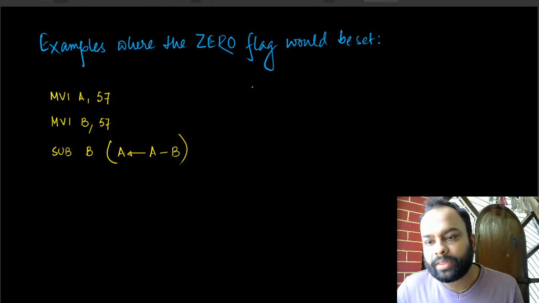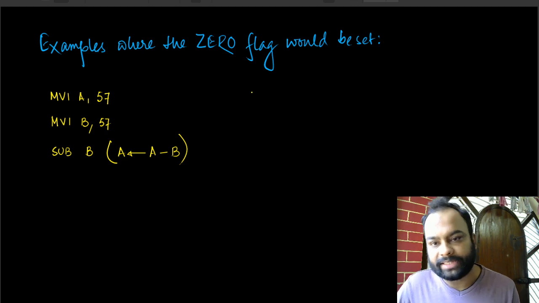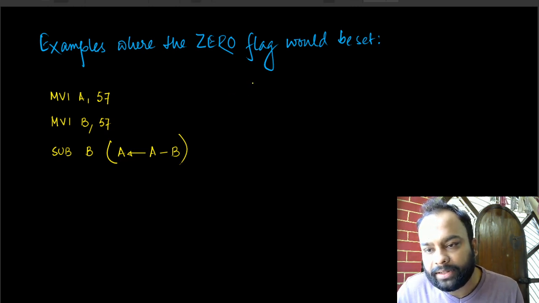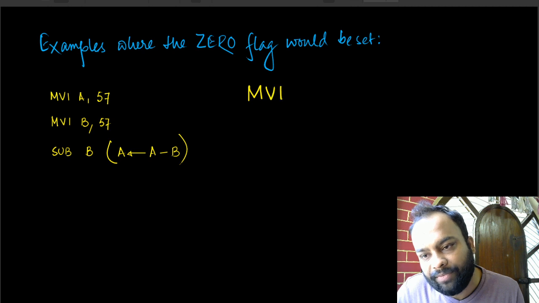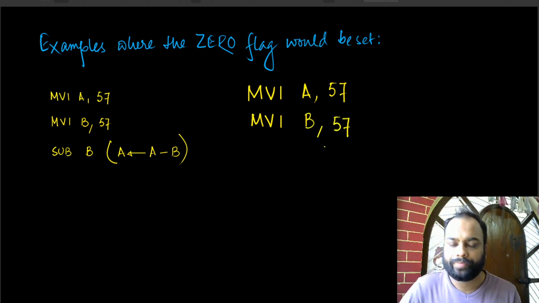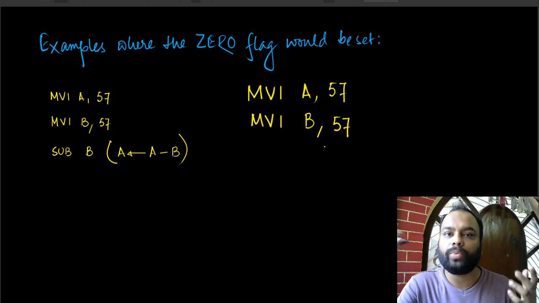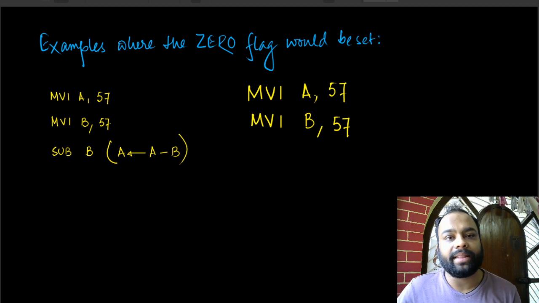So let's see another example, and this is a very popular example, and rather I would say a very useful example. Like the previous example, say I did MVI A, comma 57, MVI B, comma 57, or something else. These numbers could be anything. Sometimes we need to compare two numbers, the content of A with that of register B. So what number is stored in A and what number is stored in B, we are comparing them.